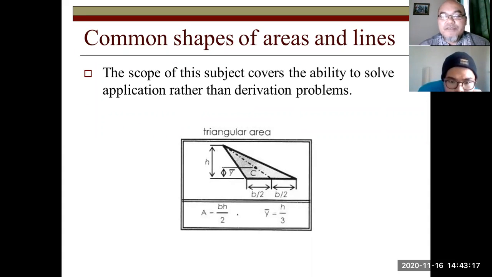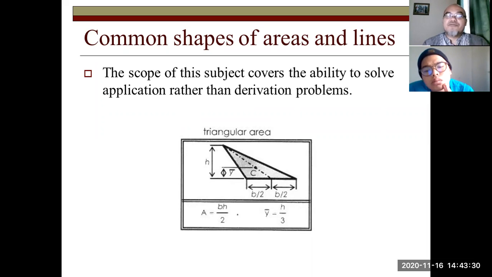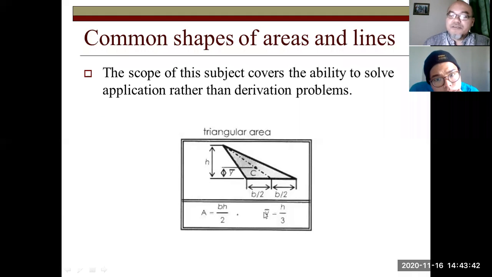So the scope of this subject covers the ability to solve application rather than derivation of the problem. In the derivation problem, we are not deriving the formula. In this case, we are just using the formula obtained from solid mechanics. If you are interested in why the centroid or center of gravity of certain geometry is this way, please refer to a solid mechanics textbook.